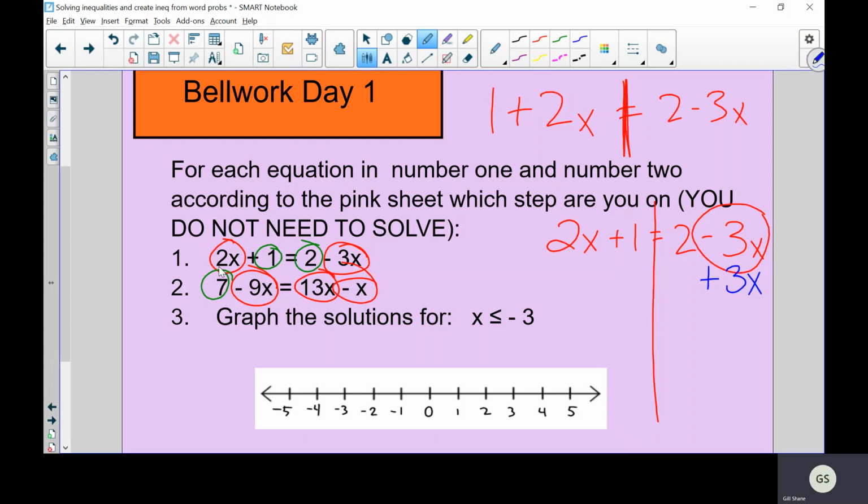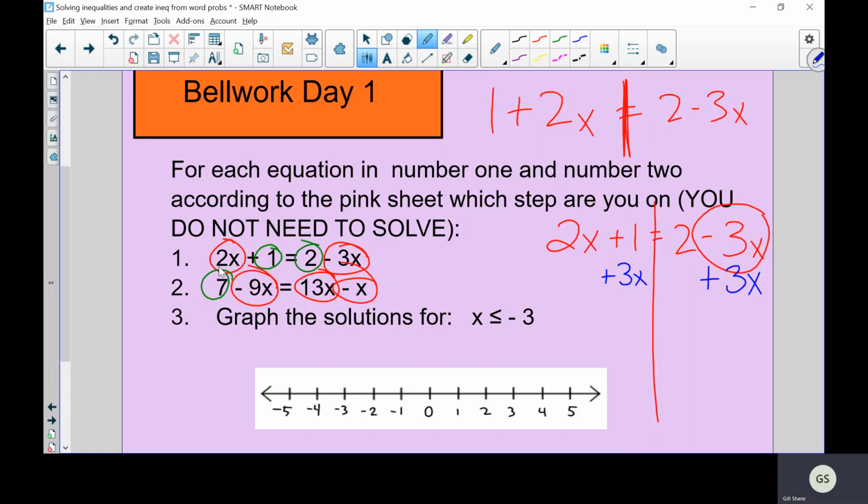Now, this is not written on the sheet, but what is Mr. Gill's most important rule? Whatever you do to one side, you do to the other. So you do have to remember that rule and know that if I do that over there, now here's a mistake I could see somebody doing. I'm not saying you're going to be perfect, because you're going to make some mistakes still. When you go to do that plus 3x on the left, don't put it underneath the 1. Like, don't do this, because I can't combine the 1 and the 3x.